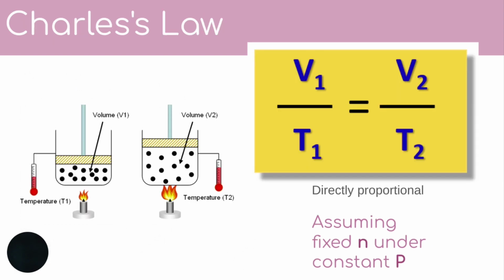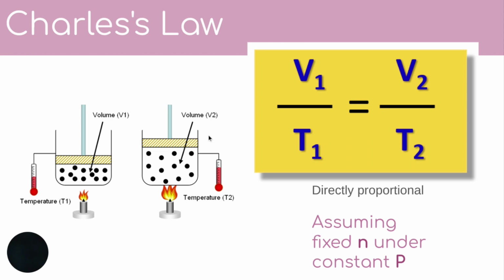So Charles's law, again, is directly proportional, meaning that as the temperature increases, so does the volume, because the molecules expand farther from each other as they get heated up and require more space.